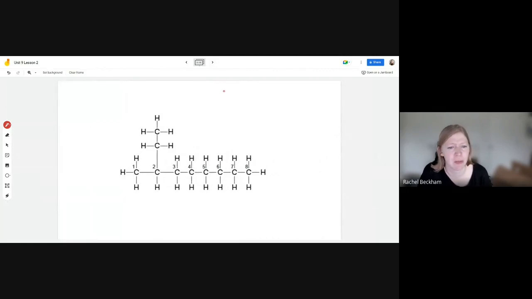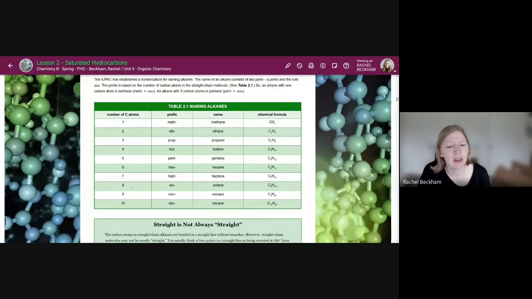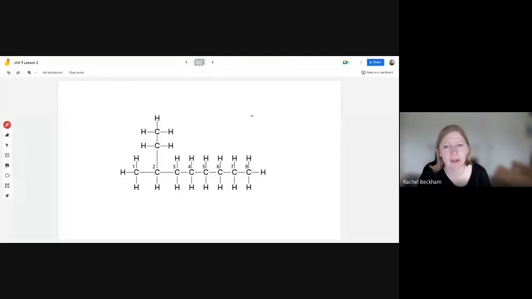Okay, so let's practice a little bit more. Let's name this branch. So this is the parent chain right here. It's the main chain, okay? So how would we name that parent chain? There are 8 carbons. So go to your table here, okay? And for 8, the prefix for 8 is oct, okay? So we're gonna name this octane. But we're not done because that only names this part right here. And we would be done if there was not this branch, but we've got this branch coming off right here.